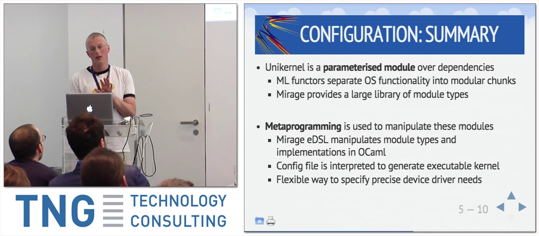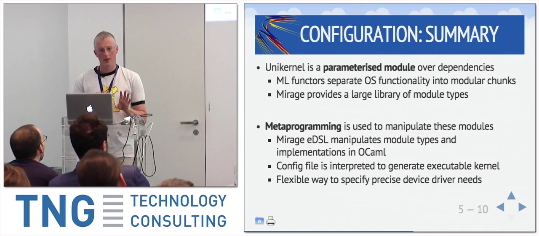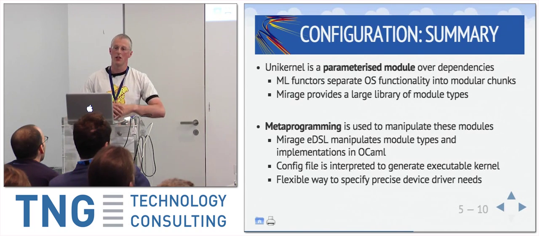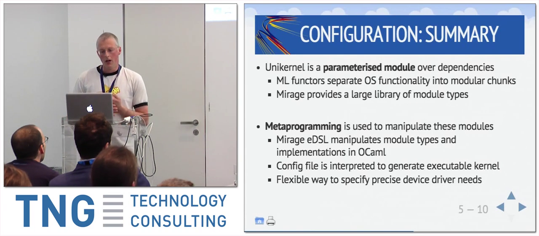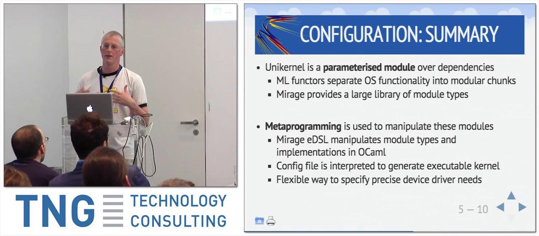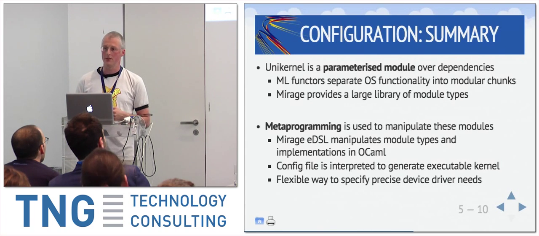So in summary, UNIKERNEL is a parameterized module. It's parameterized over its dependencies. We use OCaml functors to separate the functionality into modular chunks, and Mirage provides a large library of these types that can be assembled to produce different outputs. And we manipulate these through metaprogramming. So you write this configuration file that's used to generate the necessary code based on how you'd like to compile this particular time.